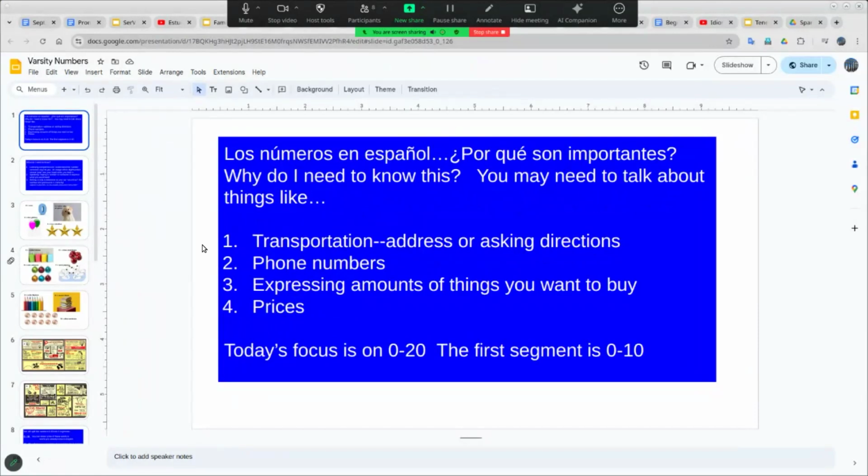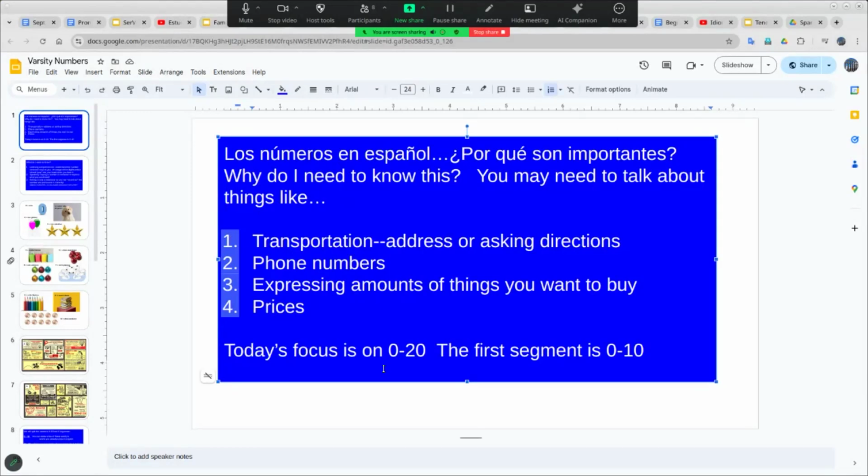Los números en español, numbers in Spanish. ¿Por qué son importantes? Why are they important? You may need to talk about them, but really clearly, we're going to focus on the 1 through 20 right now, probably up to 30. Why do you need to know numbers?